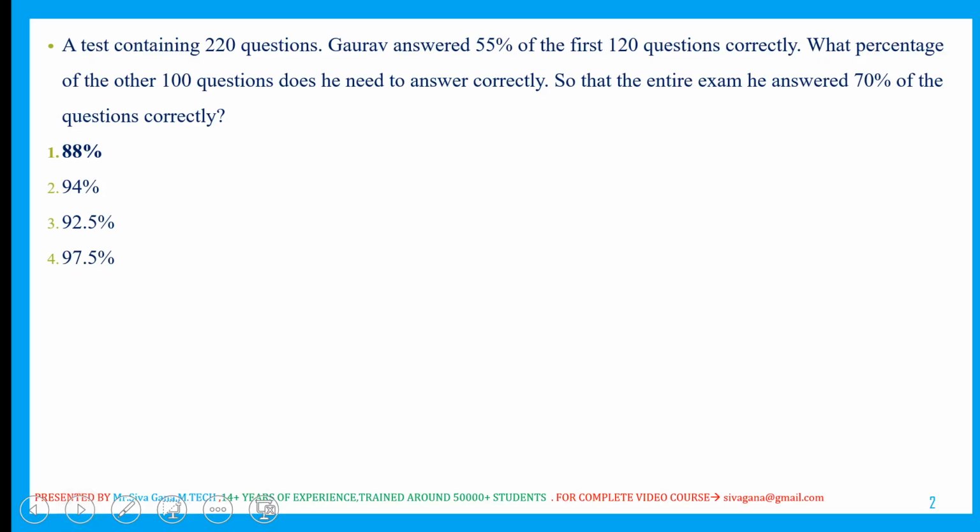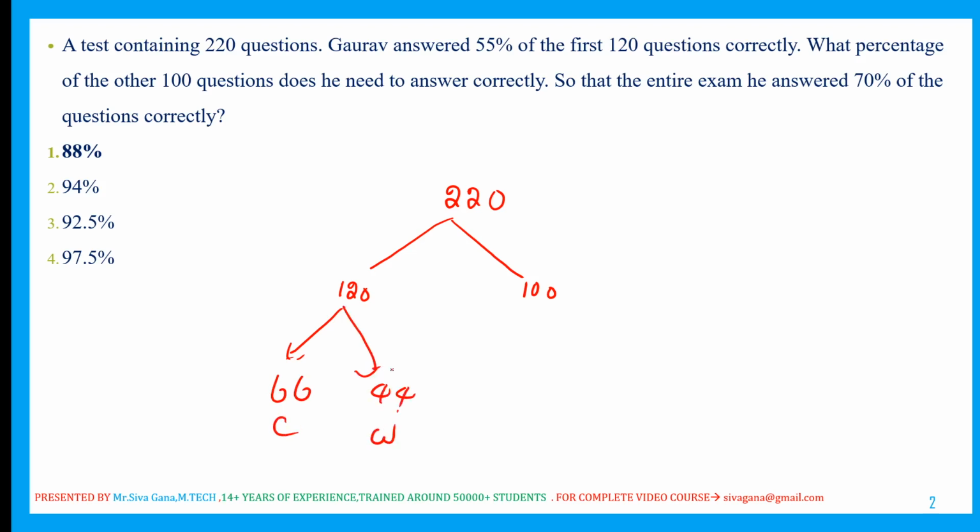A test containing 220 questions. Gaurav answered 55% of the first 120 questions correctly. So first 120 questions, which means the rest are 100 questions. What is 55% of 120? 50% is 60, 10% is 12, 5% is 6, so 66. So 66 answered correctly, which means 44 are wrong. In these 120 questions, 66 correct, 44 wrong.